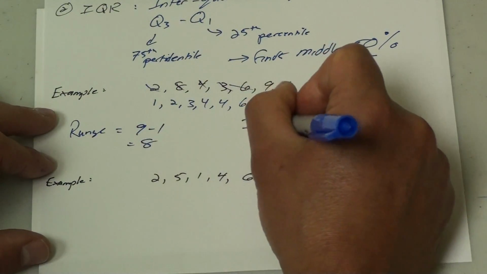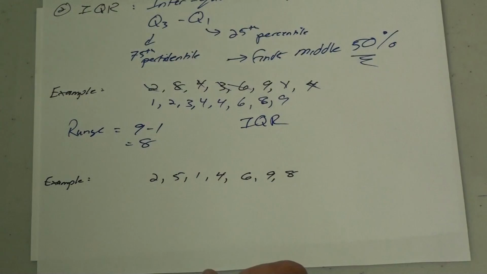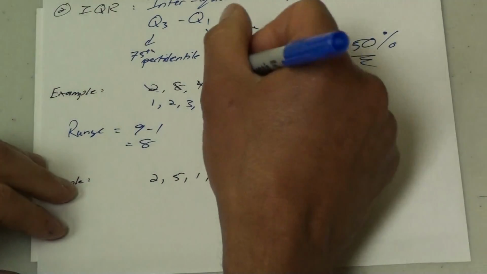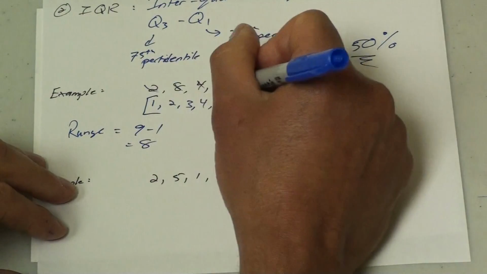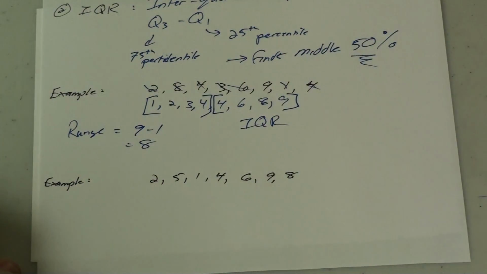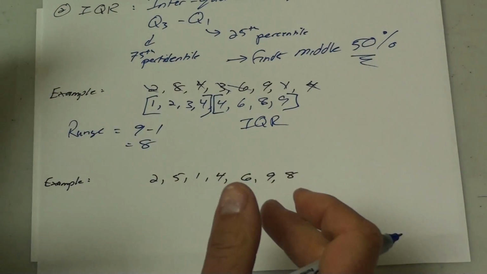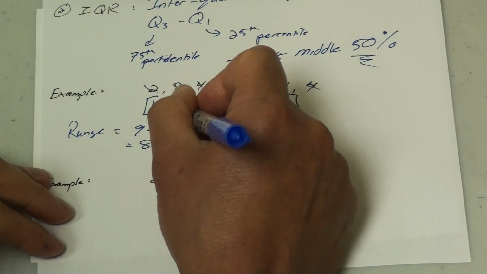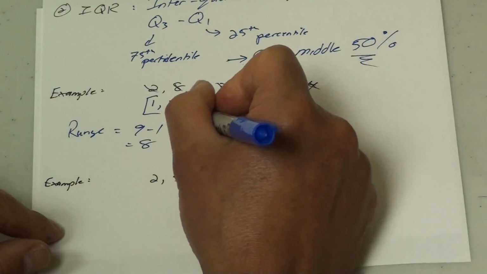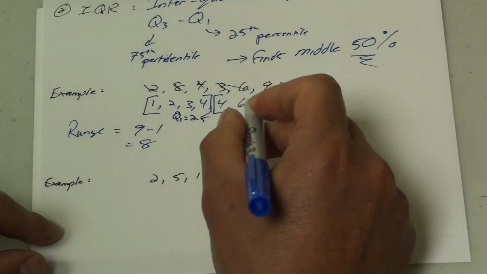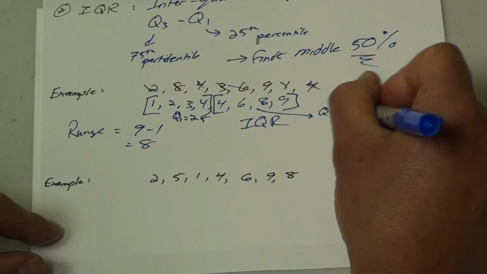My IQR, okay, so I need to split it in half and then split it into quarters. So splitting it in half, here's my first half, here's my second half. Okay, that was pretty simple with only 8 numbers. And then I need to split it into quarters. So the first quarter, my Q1, is going to be halfway between the 2 and the 3, which is 2.5. My Q3 is going to be halfway between the 6 and the 8, which is going to equal 7.